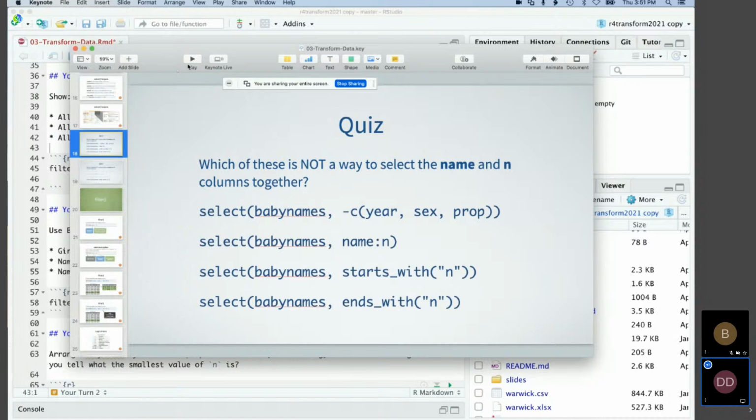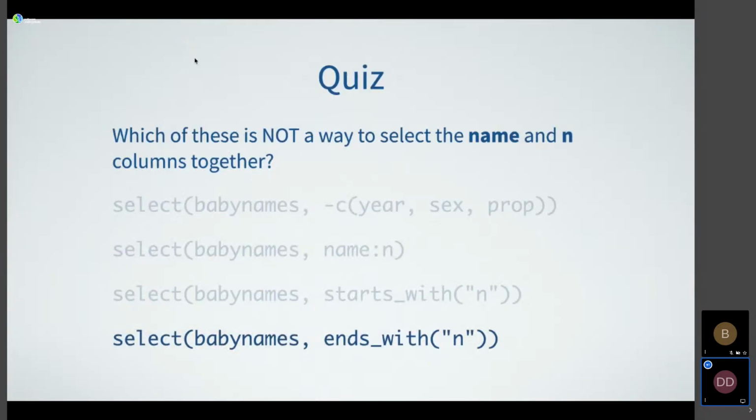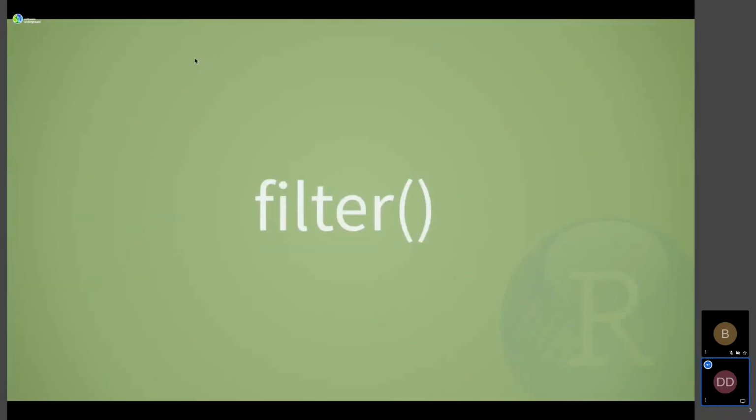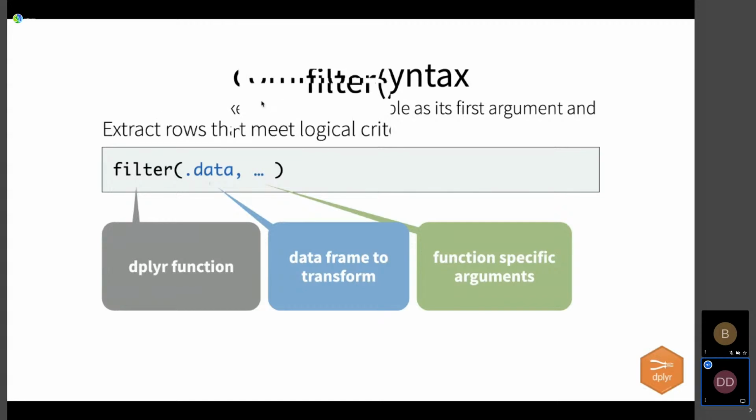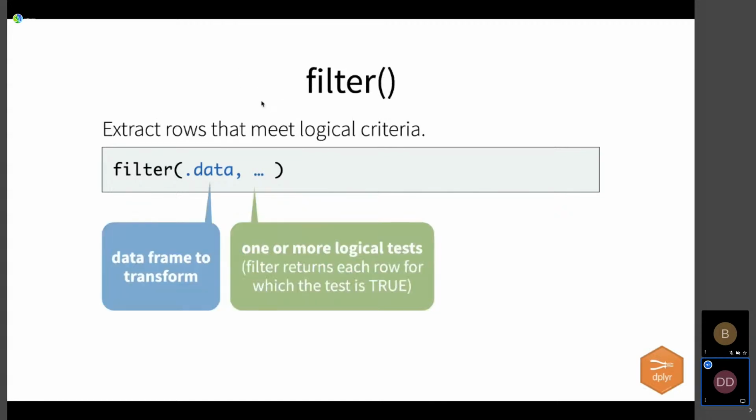So we went through this, all of these things are ways to select only those two columns. As you can imagine, one of the things that you want to do is select different columns, but you also might want to subset by row, which is a very common operation. Just like the select function, the first argument is the data frame that you want to transform. And then you have any number of logical tests that you might want to execute. Basically, any time that the test is true, you want to keep that row.